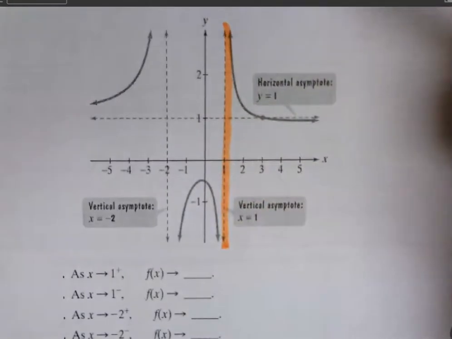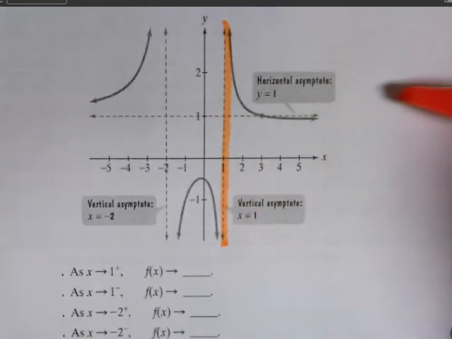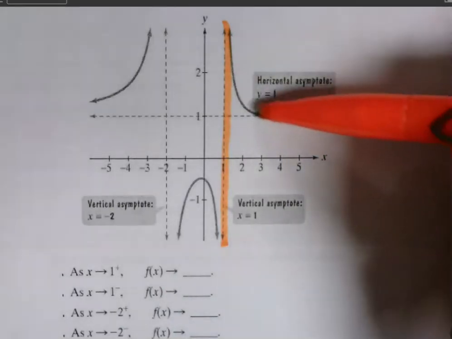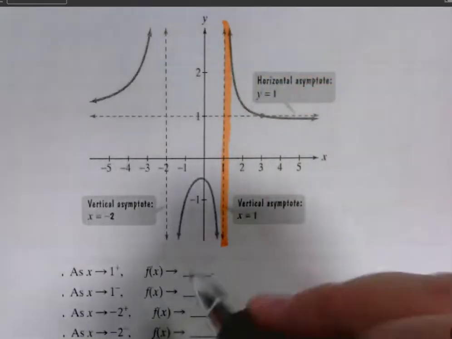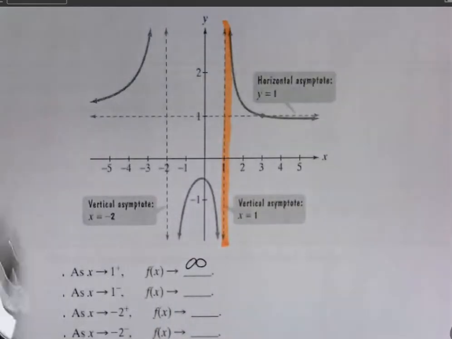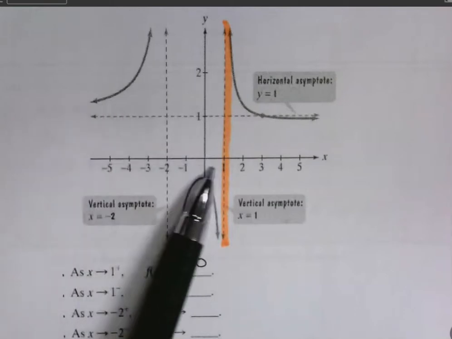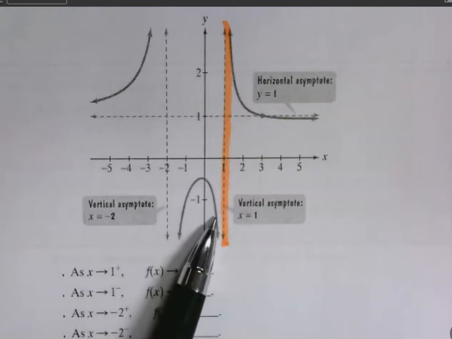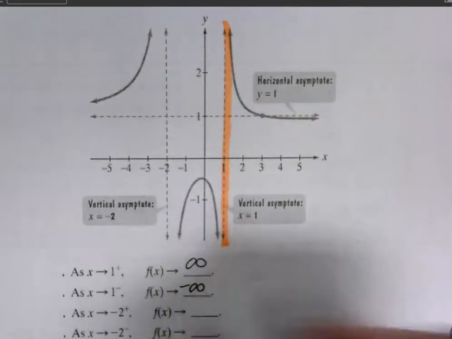So we're saying what's happening to the y values, that's what we're saying for f of x, what's happening to the y values as we come toward that from the right. So if we're coming toward that vertical line from the right, my y values are going up, up, up, up, up, up. So f of x is approaching positive infinity. If we're coming toward that from the left, as I get closer and closer to that from the left, my f of x, which is y values, is going down, down, down, down, down. So it's approaching negative infinity.